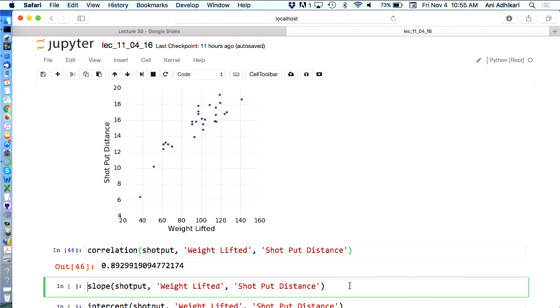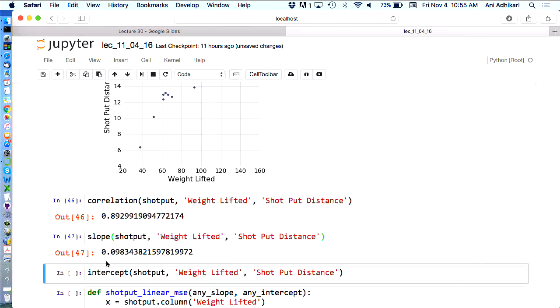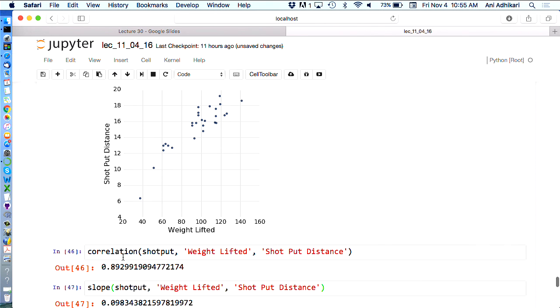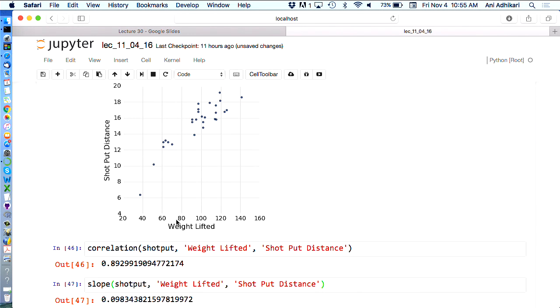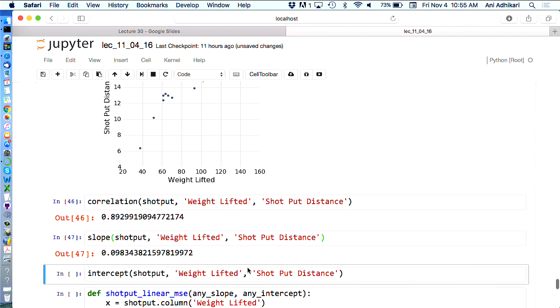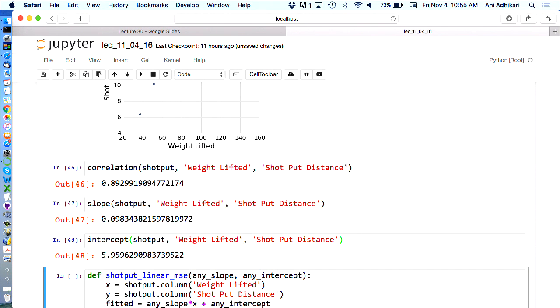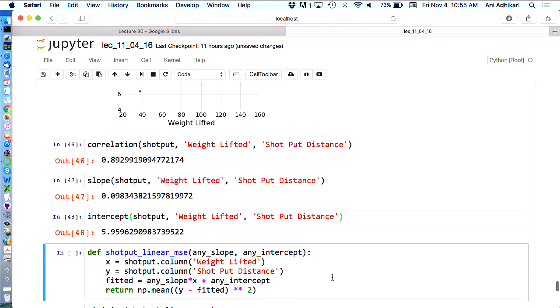Okay. So just to point out that we know how to fit our line by formula. Our slope formula gives us about 0.1 meters per kilogram. We are predicting meters based on kilograms, with an intercept of about 6 meters. Okay, so we are going to use minimize. So what are we minimizing? We're minimizing the mean squared error. X is the weight lifted, Y is the distance. You provide any slope you want and any intercept you want. The fitted value is the slope times X plus the intercept.